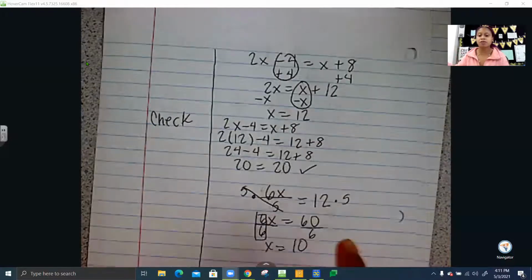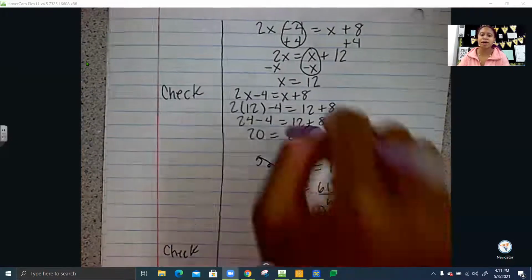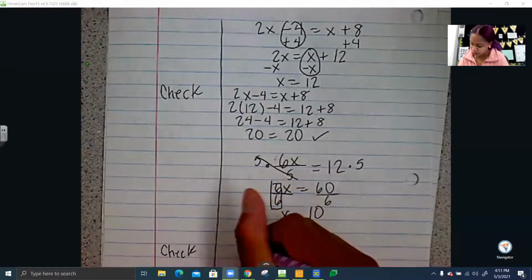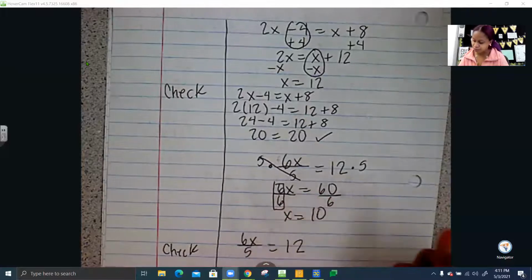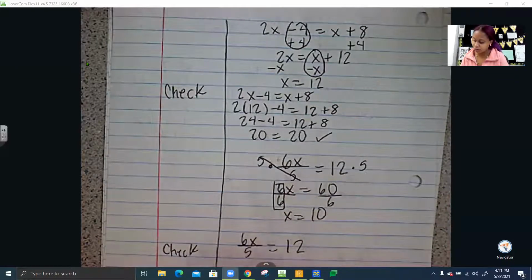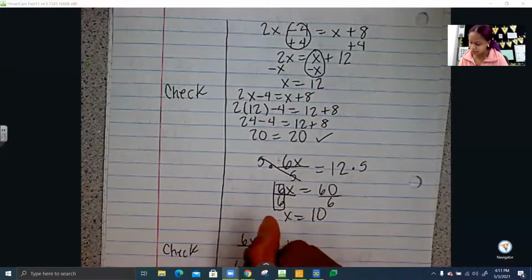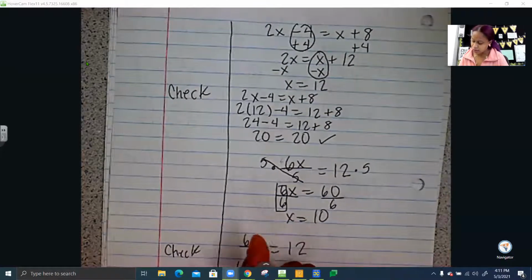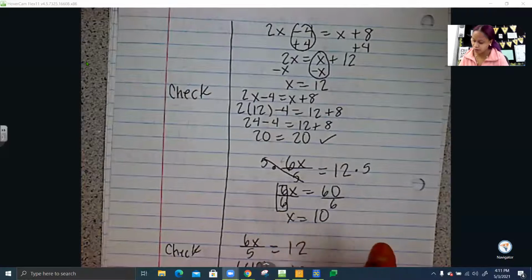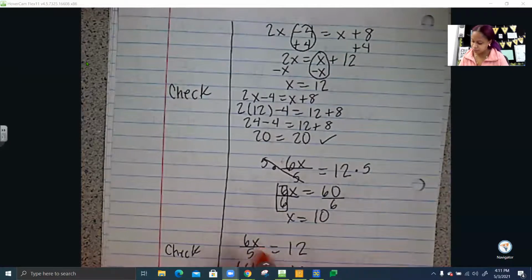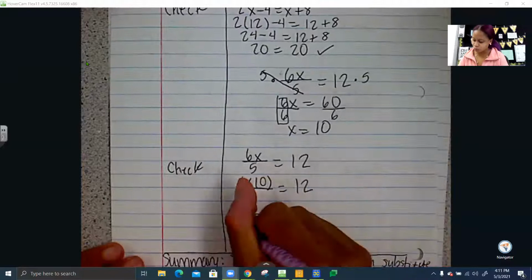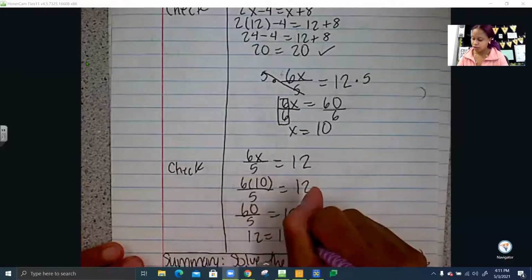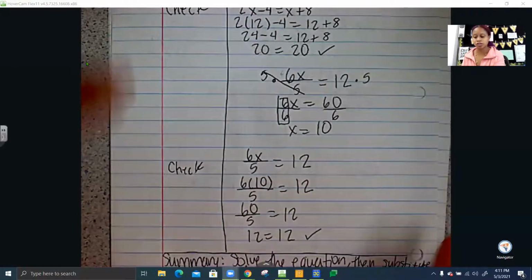And to check, we need to take our 10 and substitute it back into our problem. So our original problem was 6x over 5 equals 12. So instead of this x here, we're going to put 10. So it's going to be 6 times 10 divided by 5. Let's see if that equals 12. 6 times 10 is 60. We're dividing it by 5. 60 divided by 5 is 12, and that equals 12. So that is the correct solution.